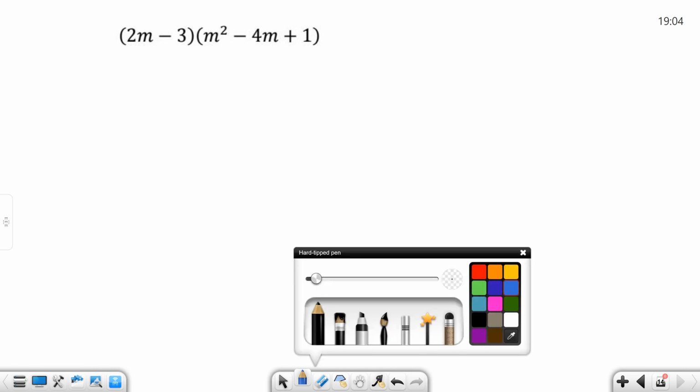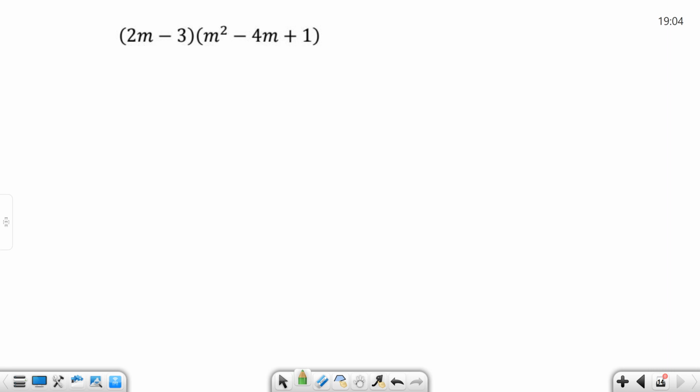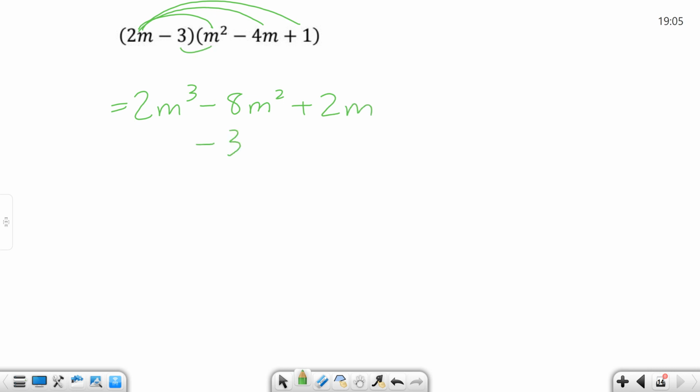And then here we have one more of these with 2 terms times 3 terms. So I'm going to take this, and I'm going to say, okay, 2m times m squared, then times this and times this, right? So 2m times m squared is 2m to the third. 2m times negative 4m is negative 8m squared. And 2m times plus 1 is plus 2m. Then we have minus 3m squared, so I'm going to put that under my m squareds. I have minus 3 times minus 4m. A negative times a negative is plus. 3 times 4 is 12, and then m. And then negative 3 times plus 1, and negative times a positive is negative. 3 times 1 is 3.